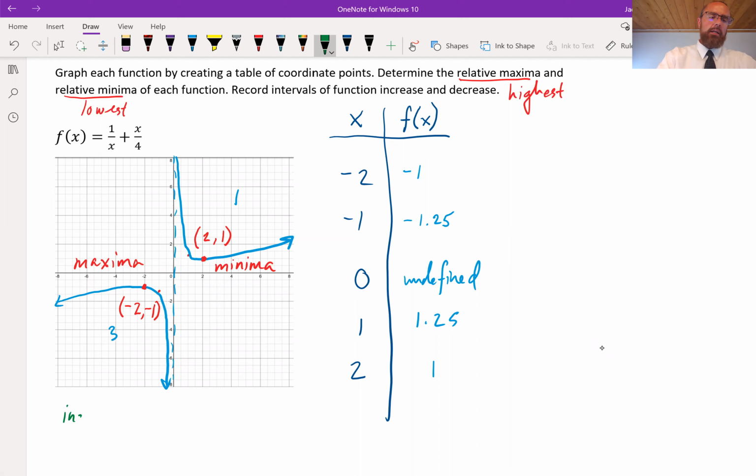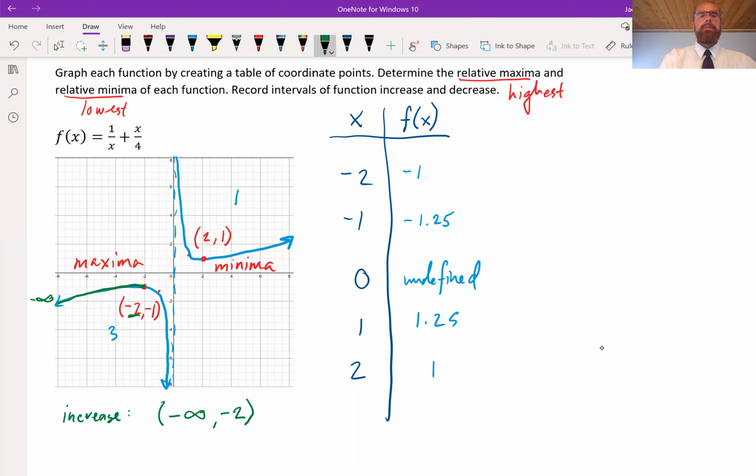So let's highlight our intervals of increase in the green. From the left, it looks like this left-hand branch is increasing up to that x value of -2. So I'm going to say it starts over here in the x direction of -infinity and increases all the way up to that relative maxima at -2. Past that, it descends, so it decreases.